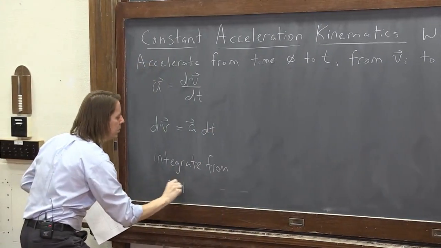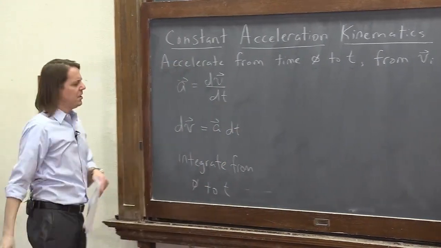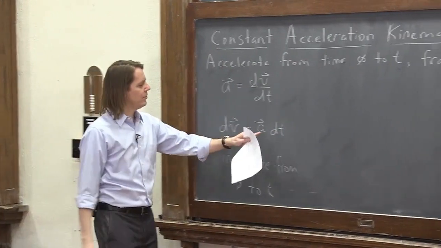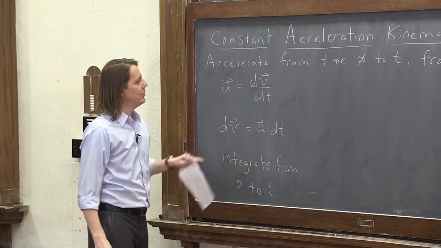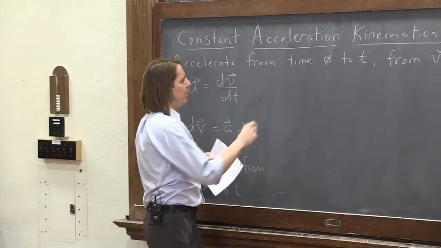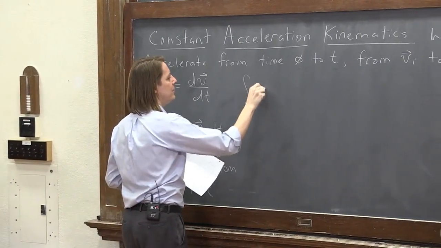Integrate from 0 to t. Integrate just means sum up. We're going to add up all these little dt's and multiply them by a to see what the new v is. So you'd write that in the math formalism like this.